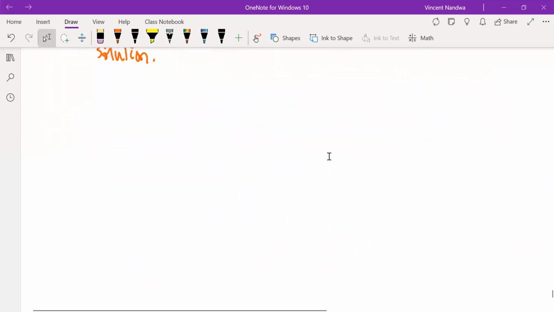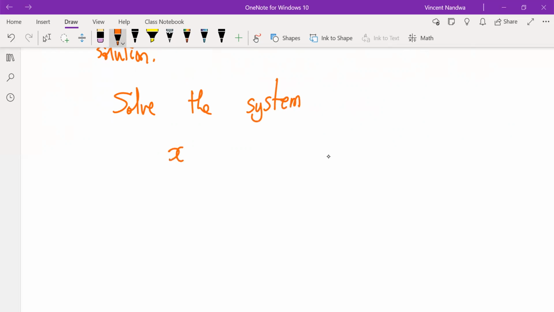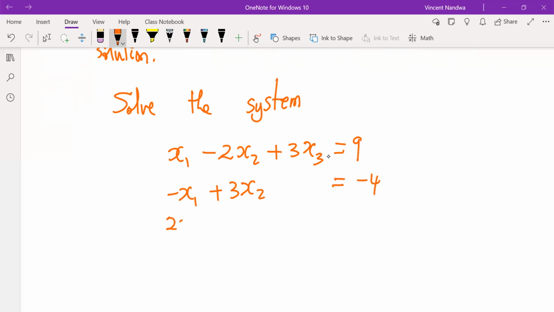So let's demonstrate this on a problem. For example, solve the system: x1 minus 2x2 plus 3x3 equals 9, minus x1 plus 3x2 equals minus 4, 2x1 minus 5x2 plus 5x3 equals 17.